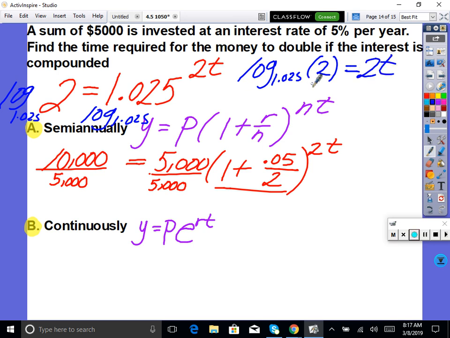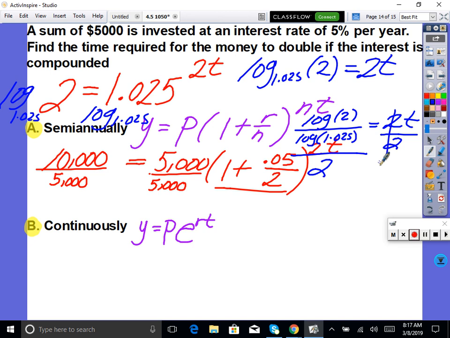So don't I need to change your base formula? So that would be log of 2 divided by log of 1.025 equals 2t. So then won't we divide by 2 after that? So now you'll type in your calculator log of 2 divided by log of 1.025. Hit enter. Divide by 2. It's going to take 14.03 years for the money to double.